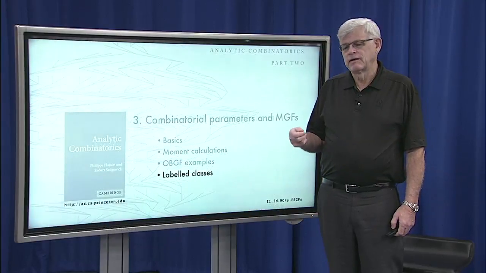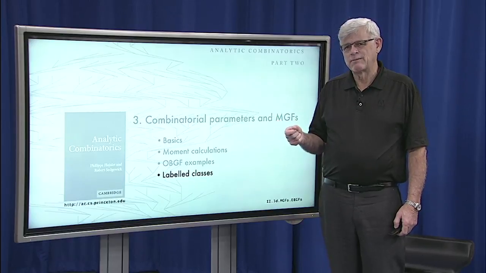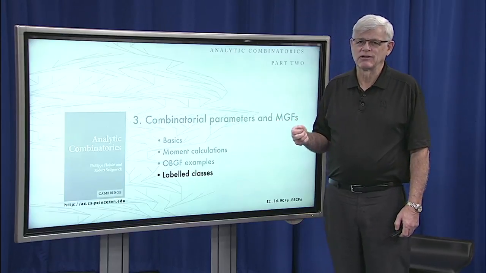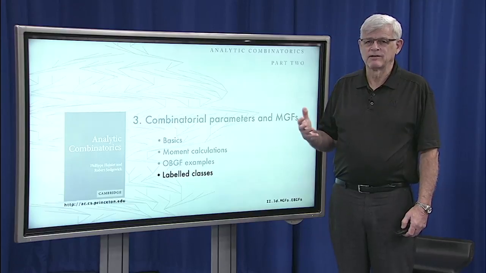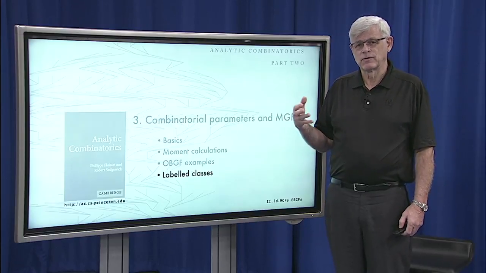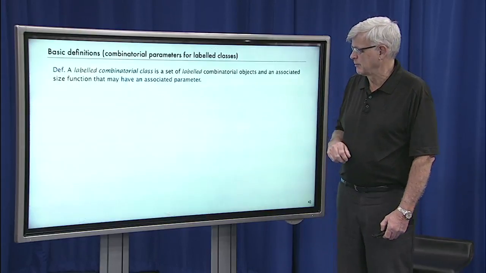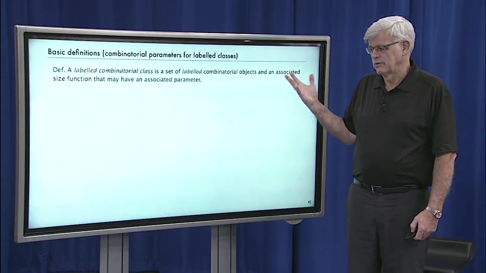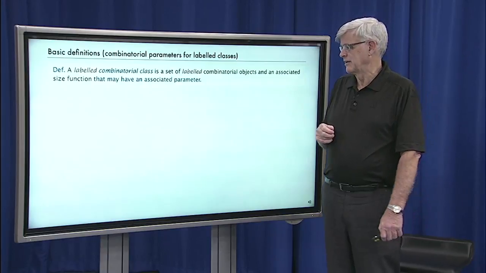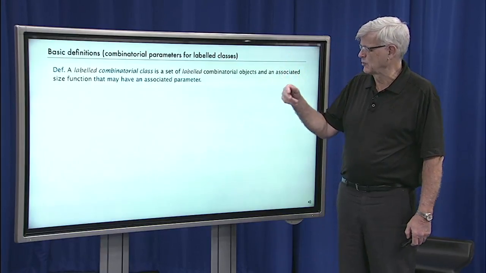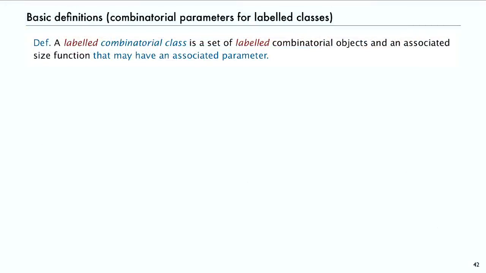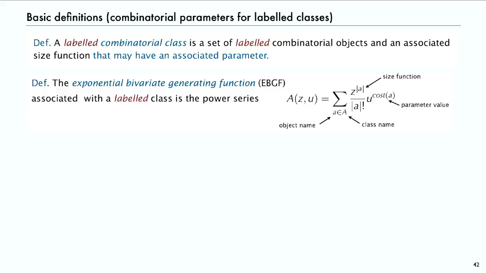Next, we're going to study parameters of combinatorial classes of labeled objects. And again, we're going to extend the same basic methods that we used for counting in classes of labeled objects, but to study parameters. So we extend the basic definitions as we did before. We're talking about labeled classes that are sets of labeled objects that have a size function, but now they also may have an associated parameter.